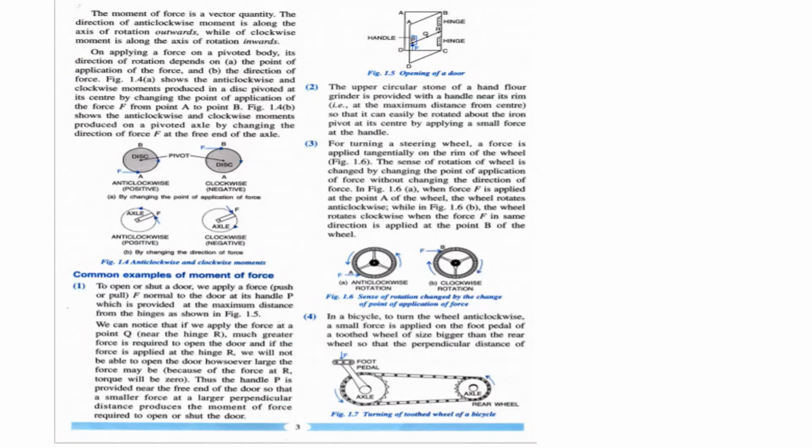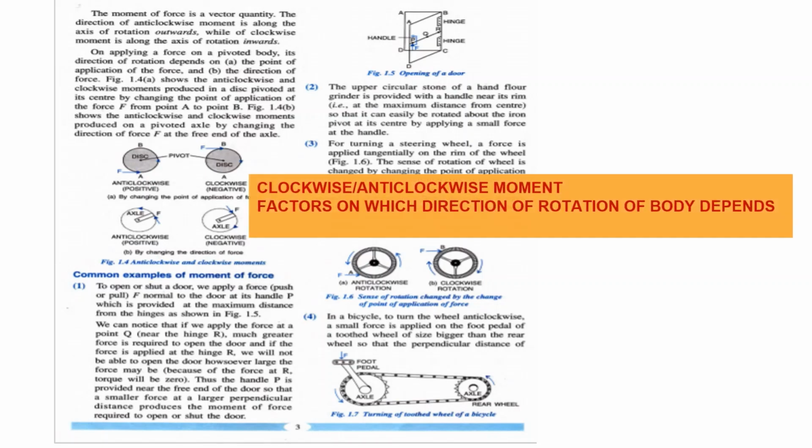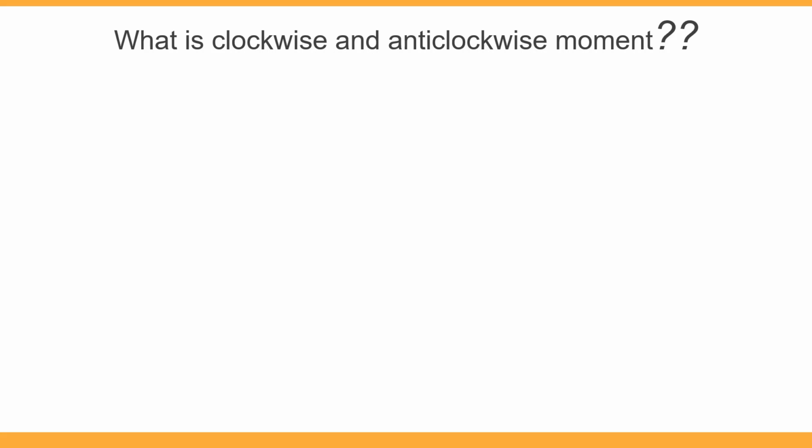The next page of chapter 4, the portions discussed in this page are the clockwise and anti-clockwise moment, factors on which direction of rotation of body depends. So let's discuss these portions in detail. So, what is clockwise and anti-clockwise moment? We know that if the body is pivoted at a point, we are applying a force on the body, it will make the body rotate. It can either make the body rotate clockwise or anti-clockwise.